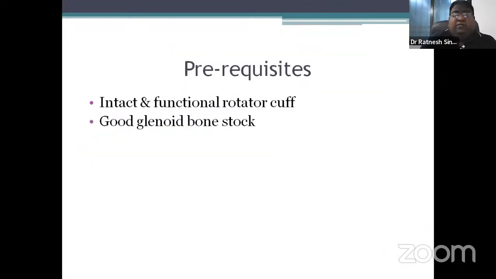So what are the prerequisites for going for the total shoulder arthroplasty? You should have a good intact and functional rotator cuff. That should be checked clinically, and you can also check by MRI whenever there is some confusion. And good glenoid bone stock is required.